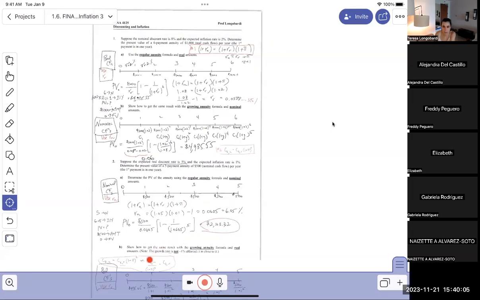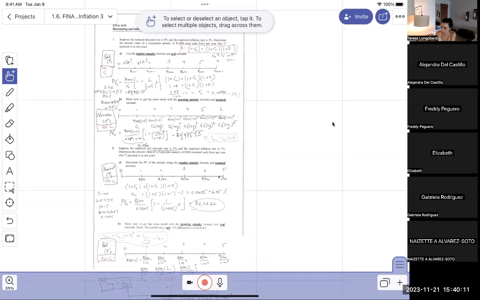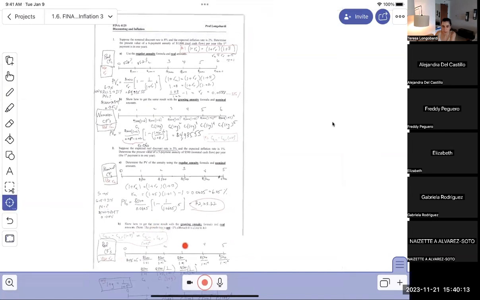The cash flows go down and you're experiencing a negative growth. Your cash flows are experiencing a negative growth. And that's the inverse of the inflation factor, the deflation factor, in other words: one over 1 plus pi.